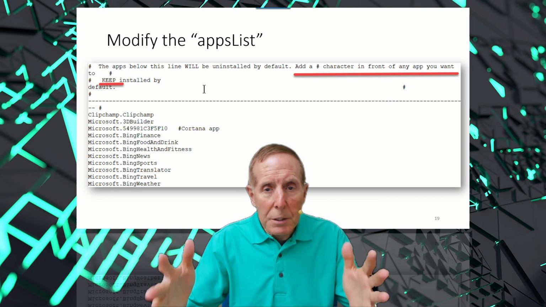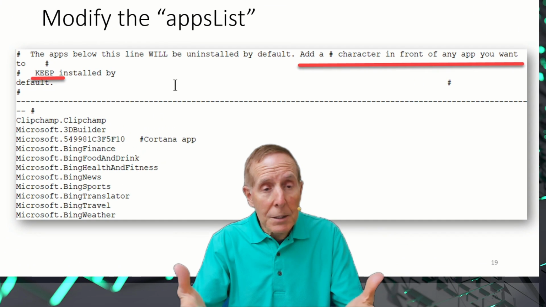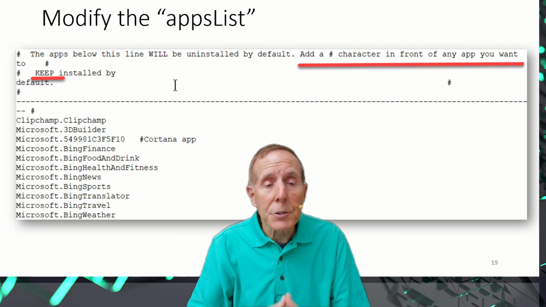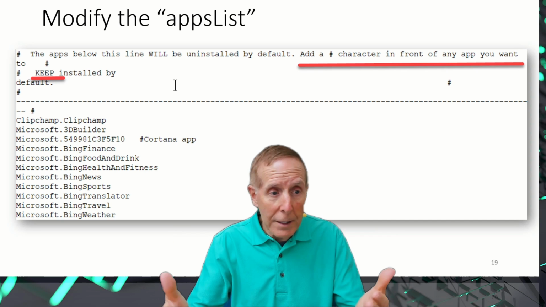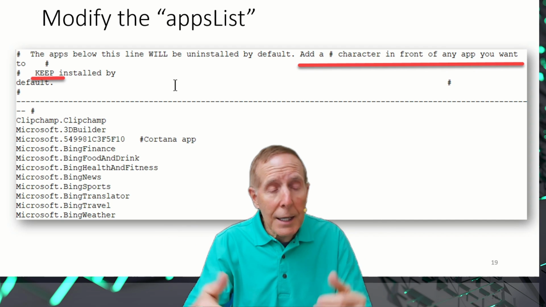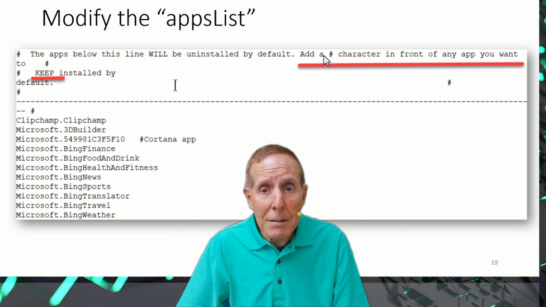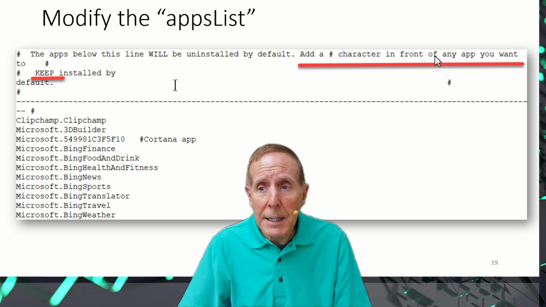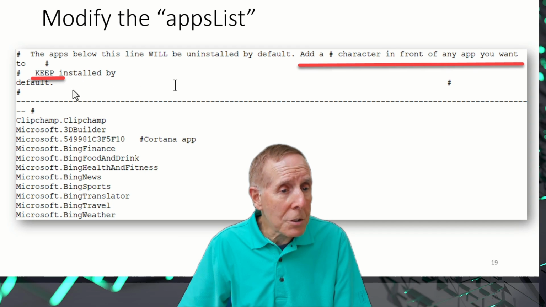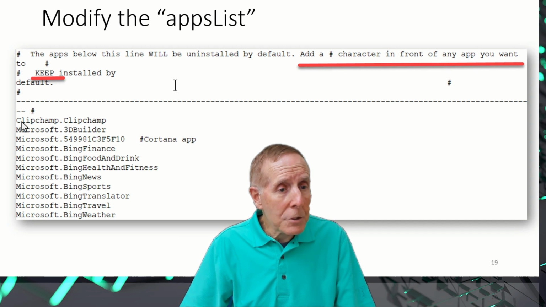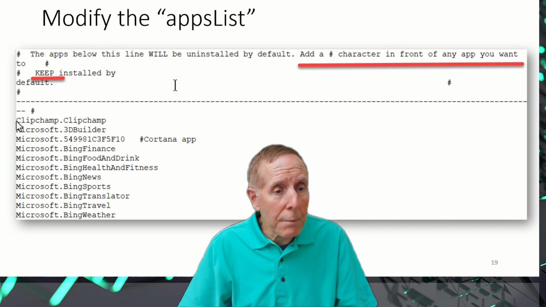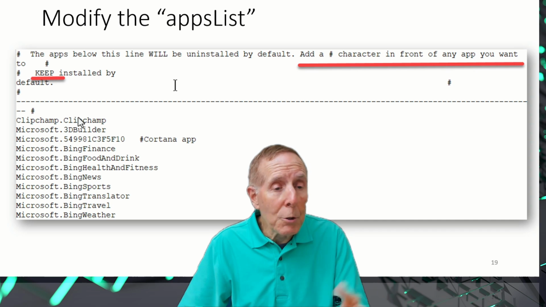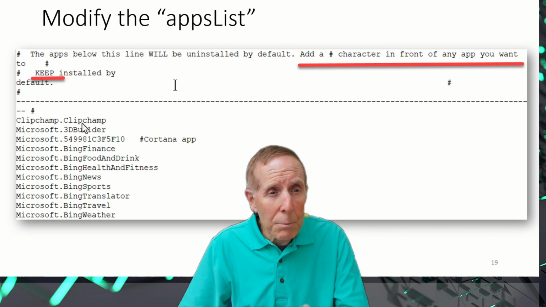Let's look at the apps list. This is the text document that's in the list of files, and you can open it up with any text editor and modify it. If you notice here in the beginning, it simply says add the pound character in front of any app that you want to keep. So if you want Clip Champ, you simply put a pound symbol in front of the Clip Champ name and it won't remove that. So that's really simple to use.